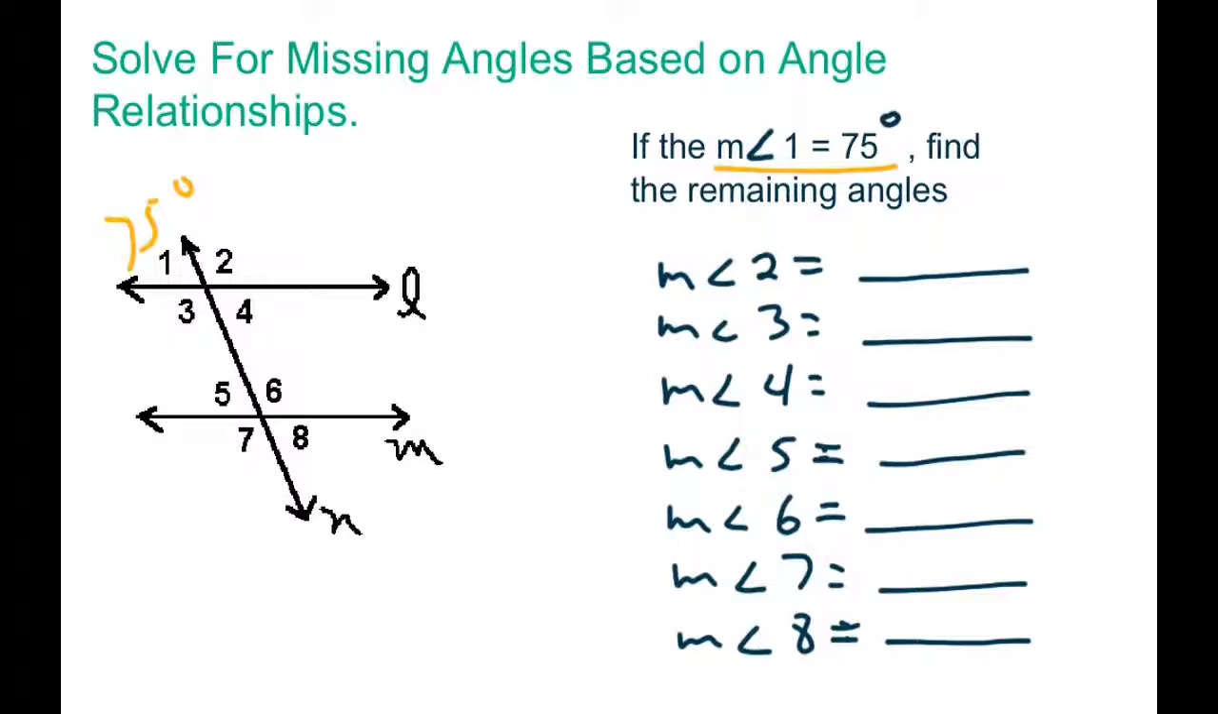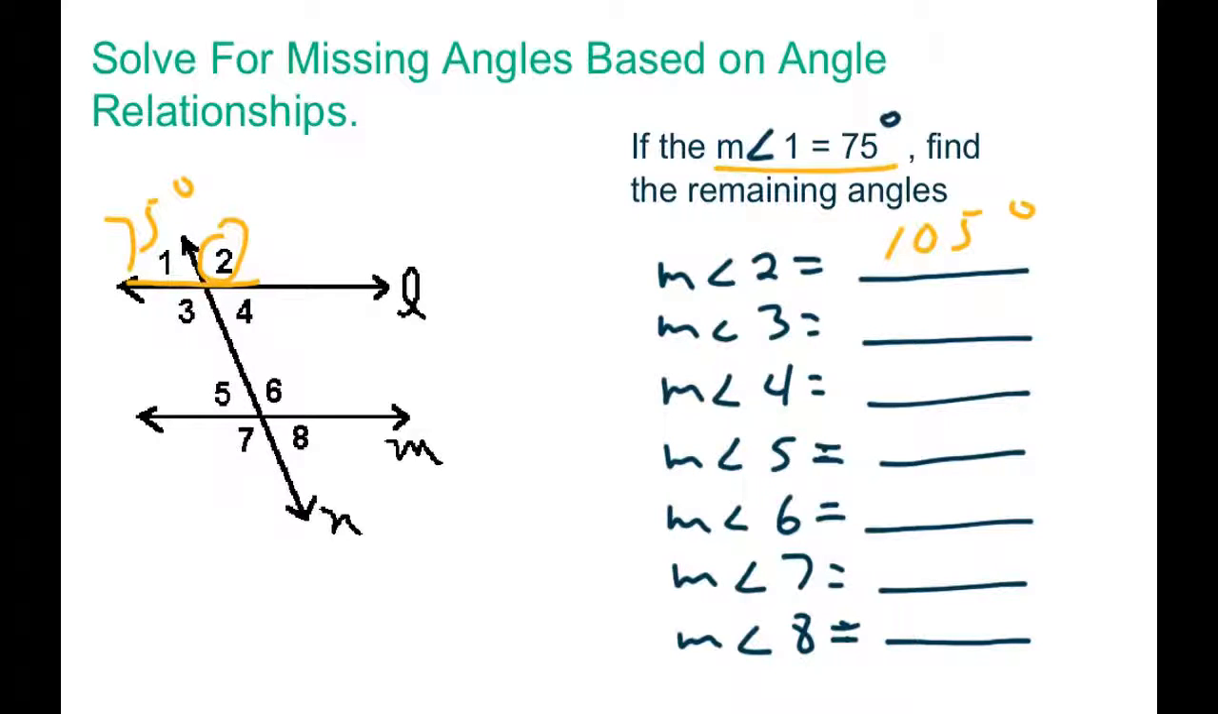So let's look. Angle 2. That's this angle right here. Well, angle 1 and angle 2 are next to each other. They're on a straight line, so they're supplementary. So they have to add up to 180. So if angle 1 is 75, angle 2 must be 105 degrees.